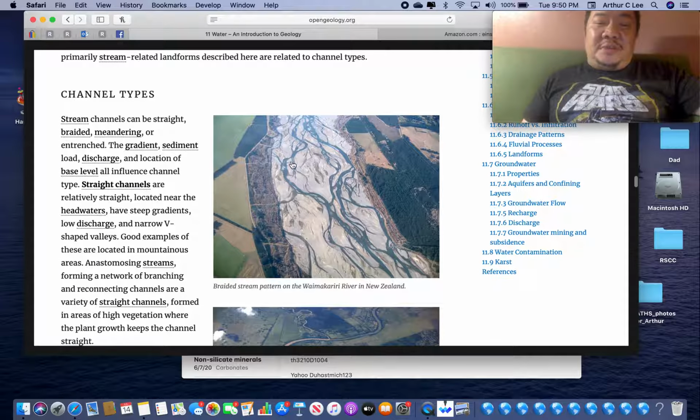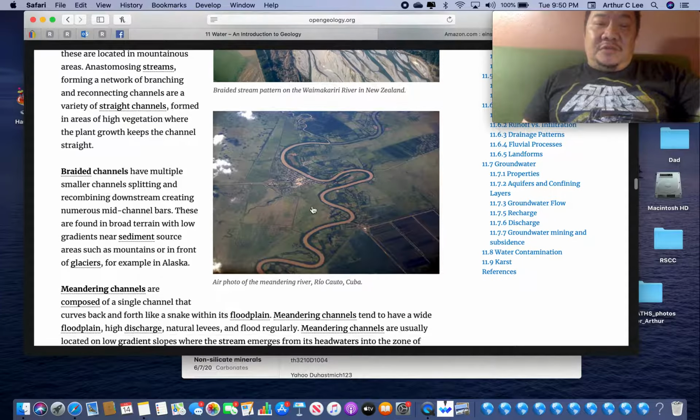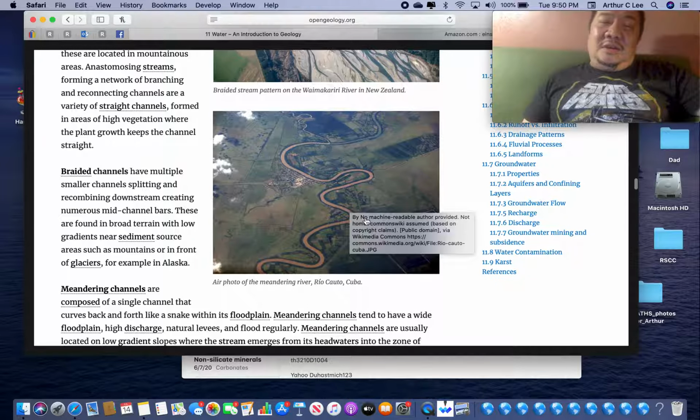Here are your braided streams. These are in New Zealand. They look different than the meandering streams that we have in Tennessee. Where's the cut bank here? Right here. Where's the point bar? Right here on this side, right?